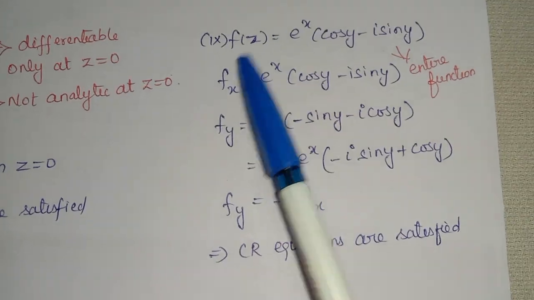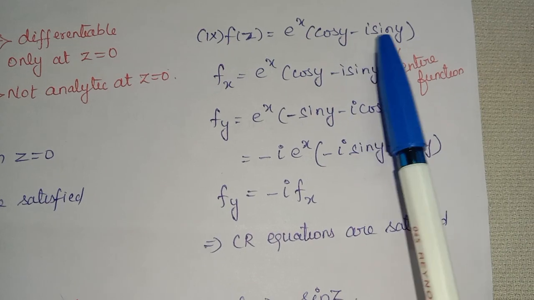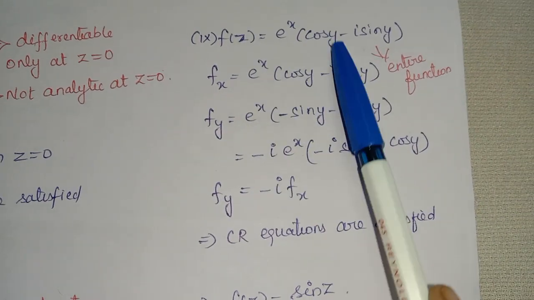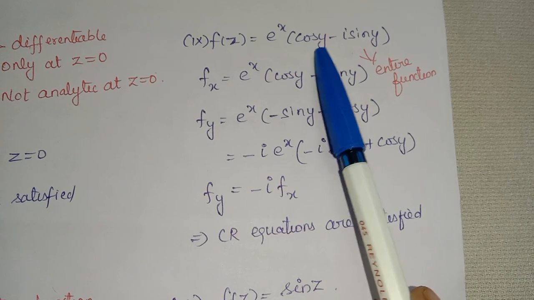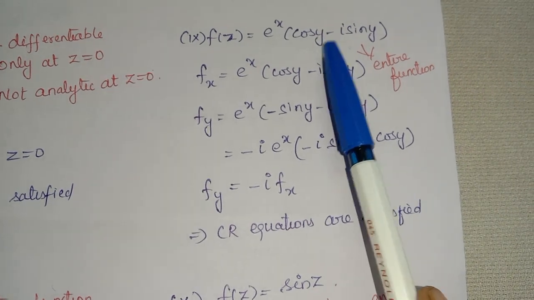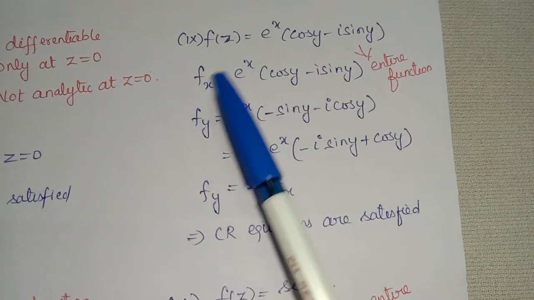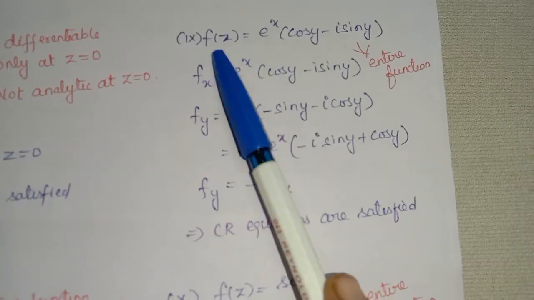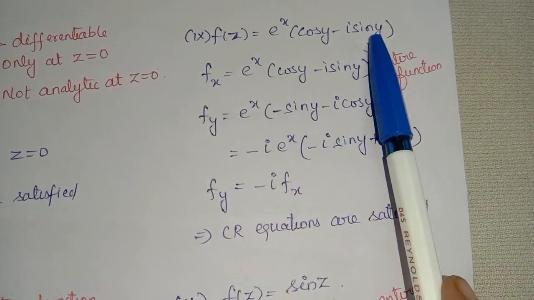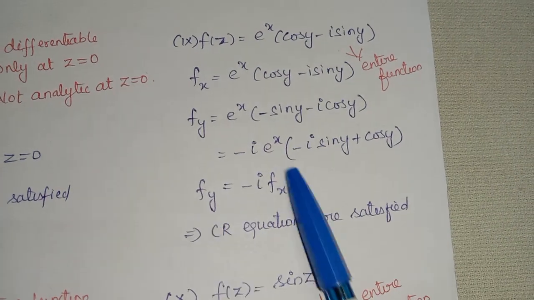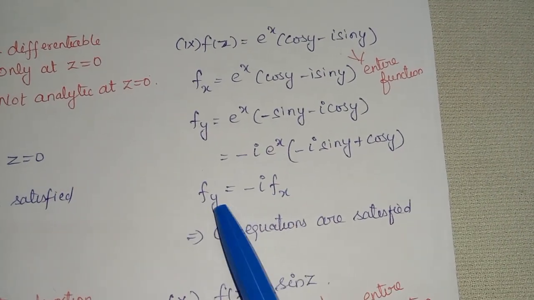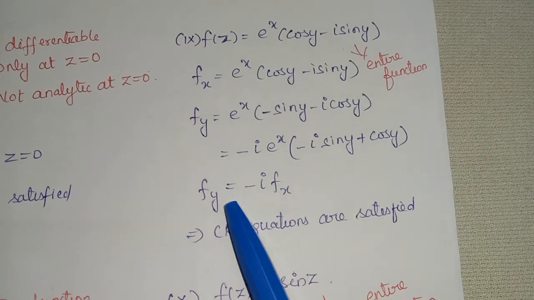Okay, then the next problem, f of z equal to e power x into cos y minus i sin y. Now I have a different type of problem. If you change everything in terms of z, it will be difficult for you to do the computation. So let me use another form of the CR equation. f is given in terms of x and y, so let me take f_y equal to minus i f_x. This is one of the CR equation forms. In that form, I am going to check whether they are satisfied or not.